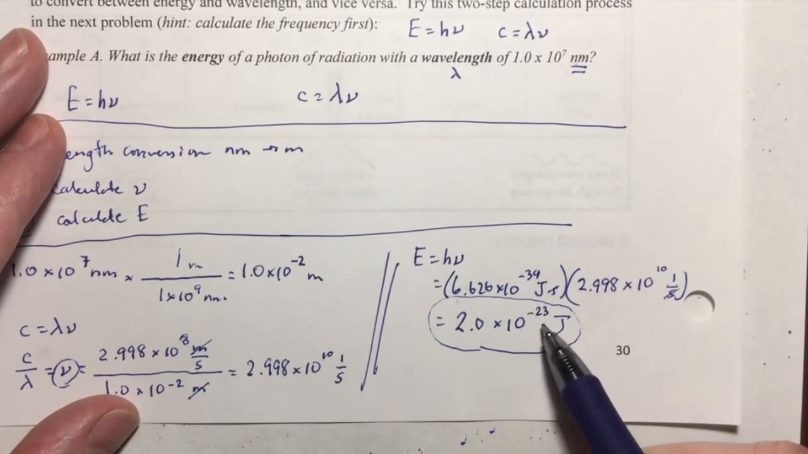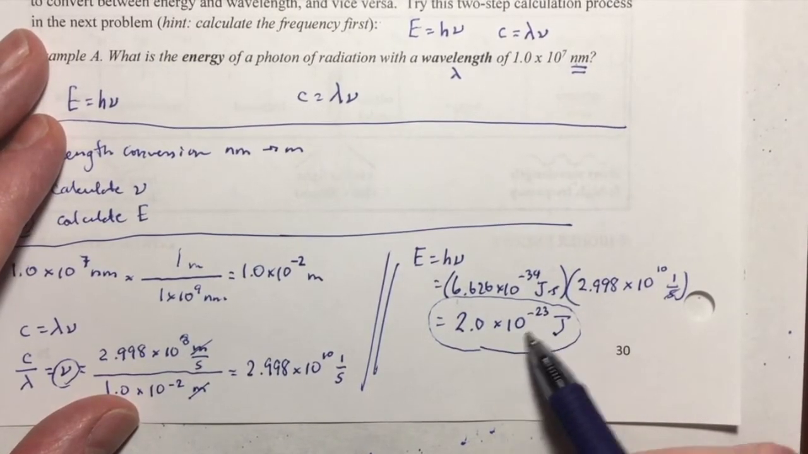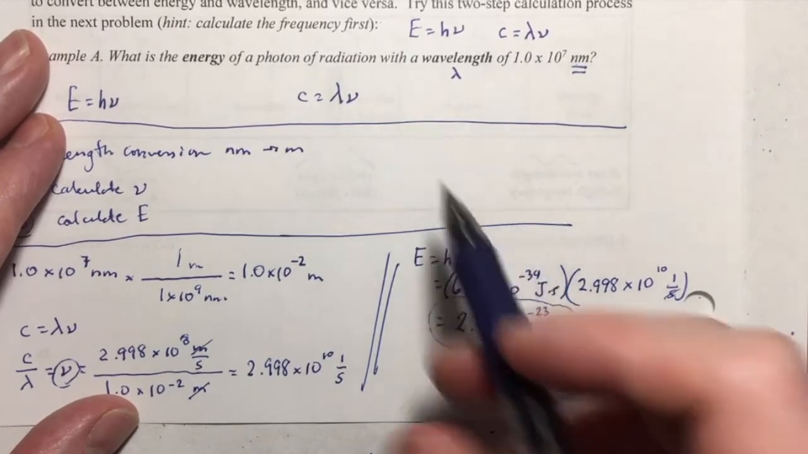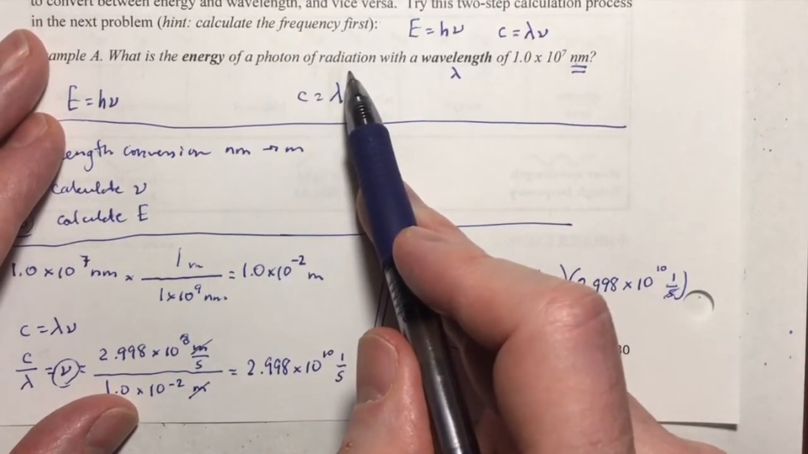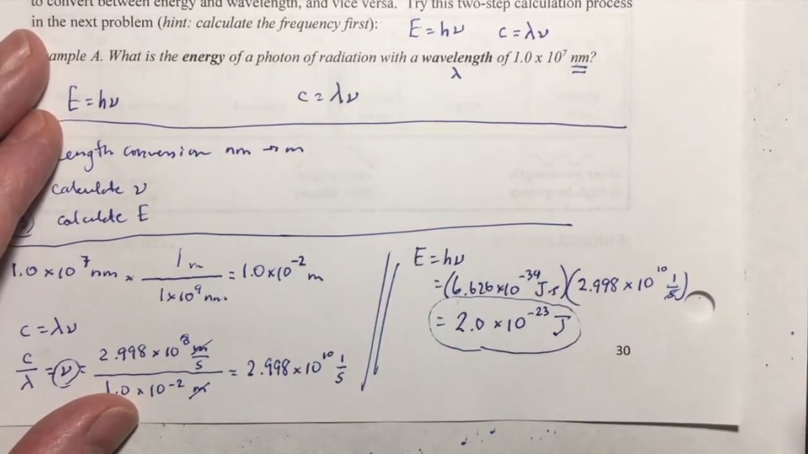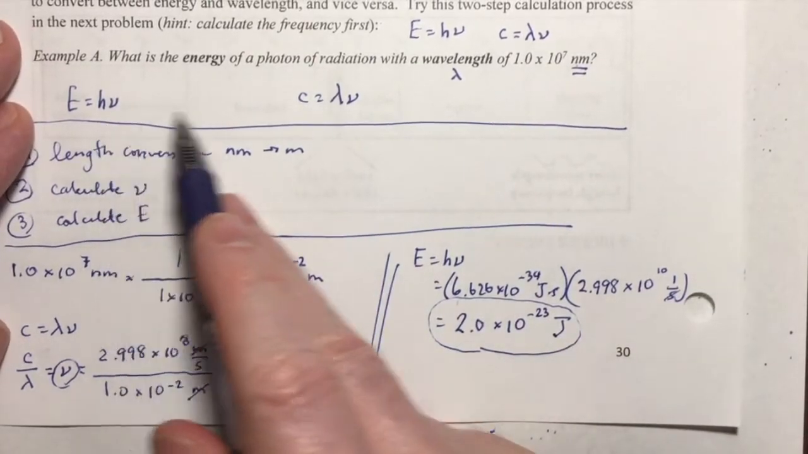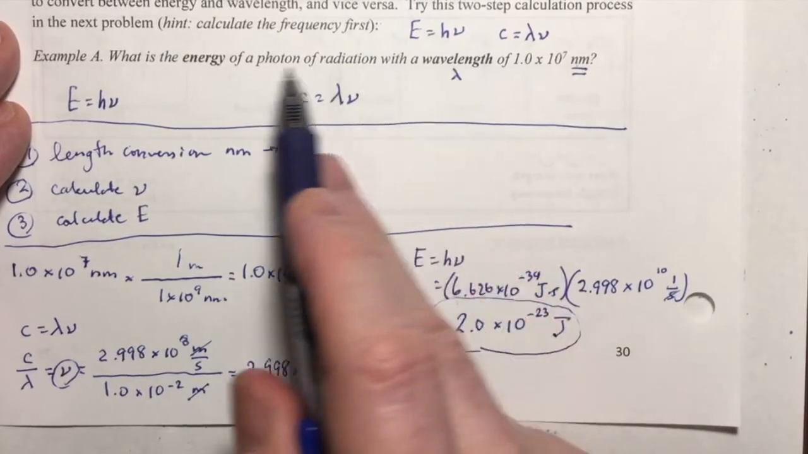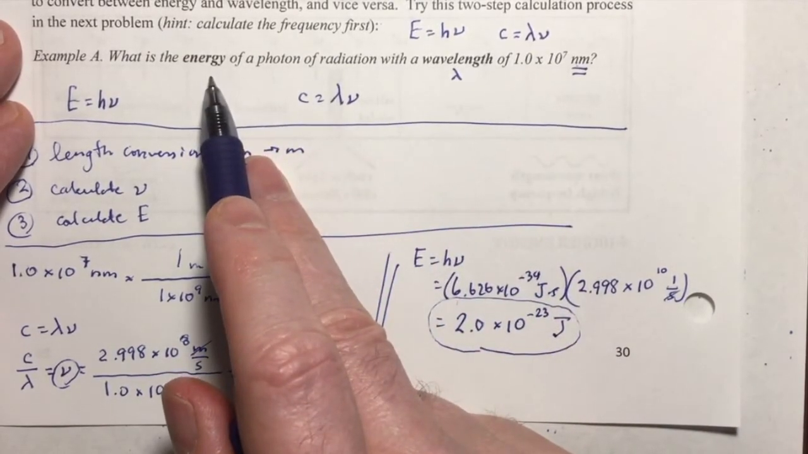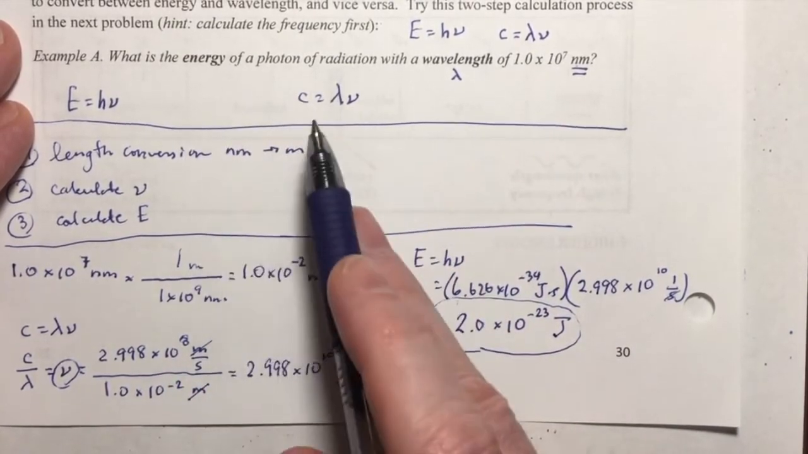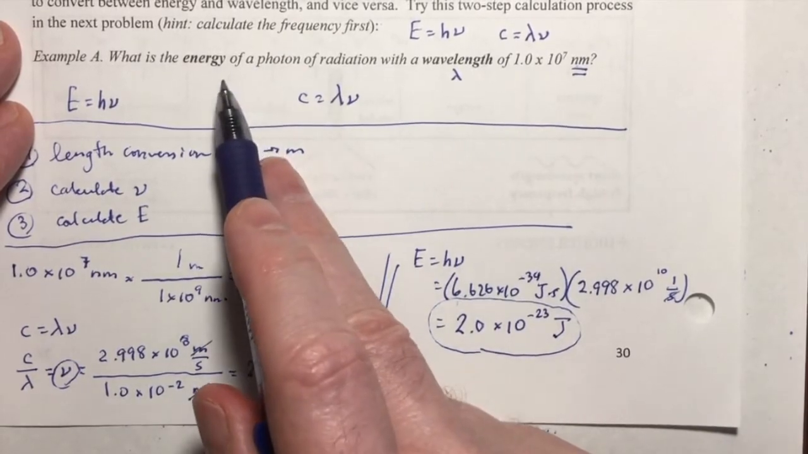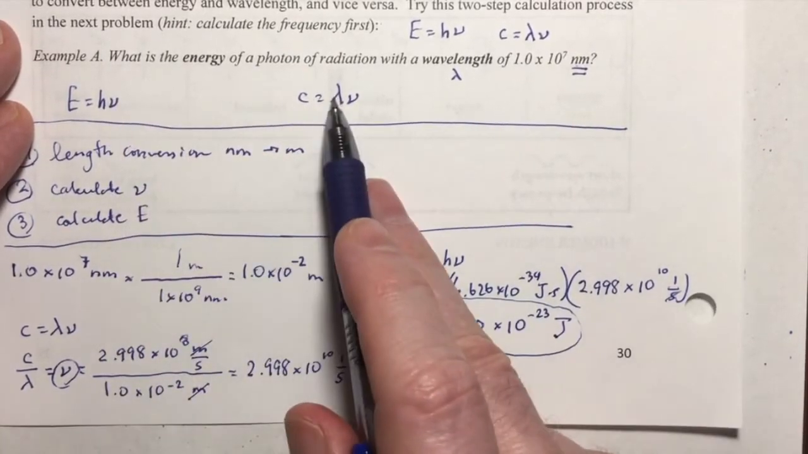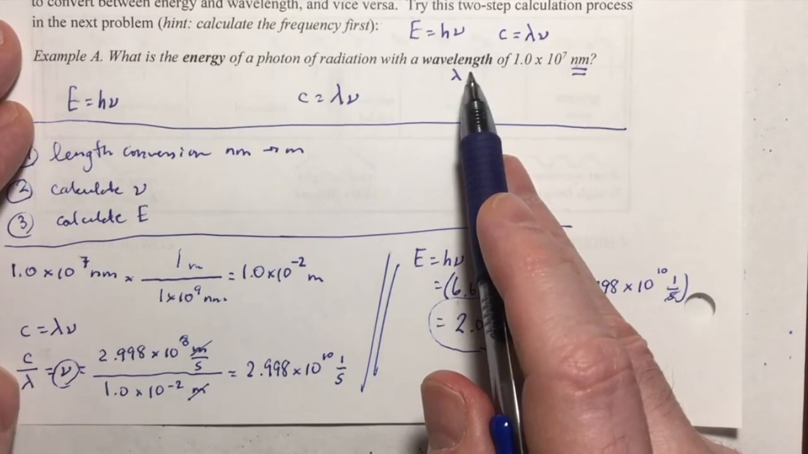Does it make sense that this would be a very, very small amount of energy? Yes, because it's the energy of only a single photon. Absolutely. So that's how we can use these two equations, one after the other, to convert from a wavelength to energy. And of course, it would be a simple matter to reverse this whole process. If you were given an energy, you could use these two equations in turn to calculate a wavelength.